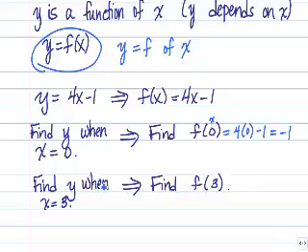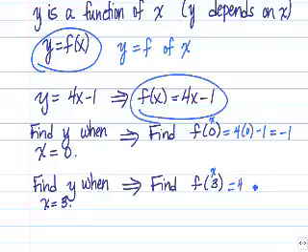Find y when x is 3 means to find f of 3, which again is just to replace the value of x with 3. So in our function, f of 3 would be 4 times 3 minus 1, which would be 12 minus 1, or 11. Okay.